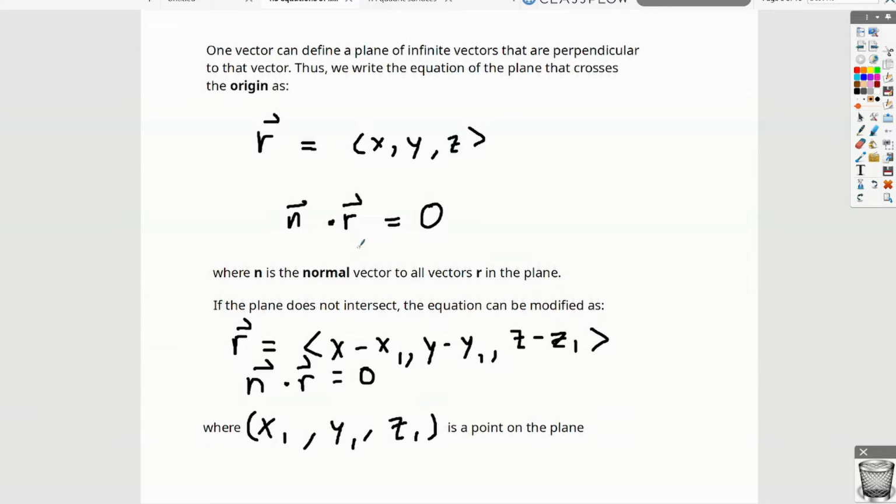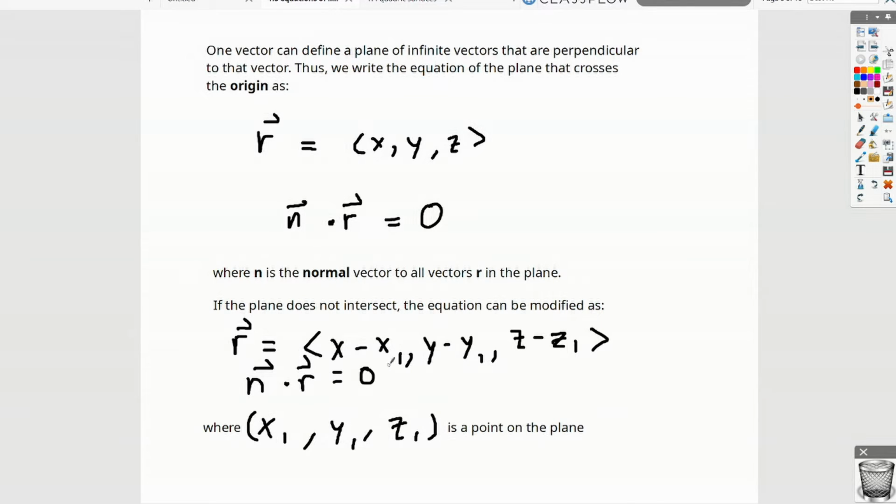If you remember translations and rotations, for translations, we shift the plane a little bit. When we shift the plane a little bit in R2, we do X minus C, right? X minus something. Same with this. When we shift the plane in R3, we do X minus that point, same for Y, same for Z. So still N dot R equals 0. The normal vector will still be the exact same wherever the plane is. We're just shifting it a little bit.